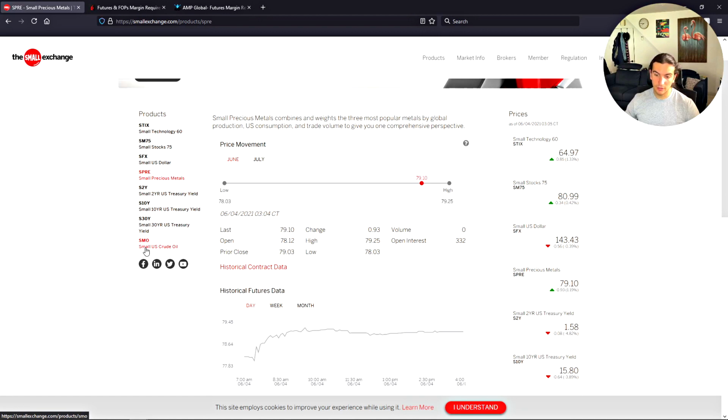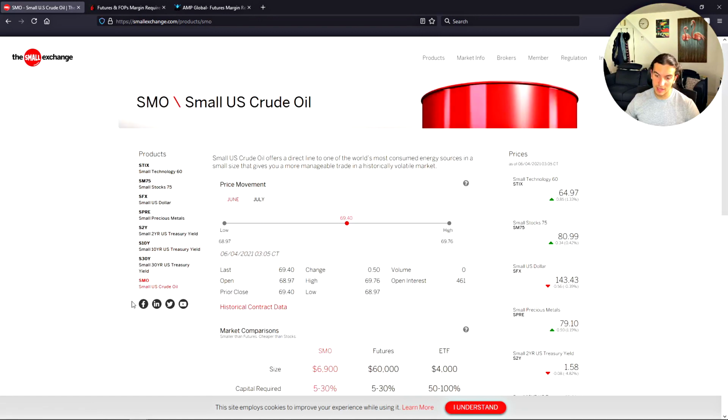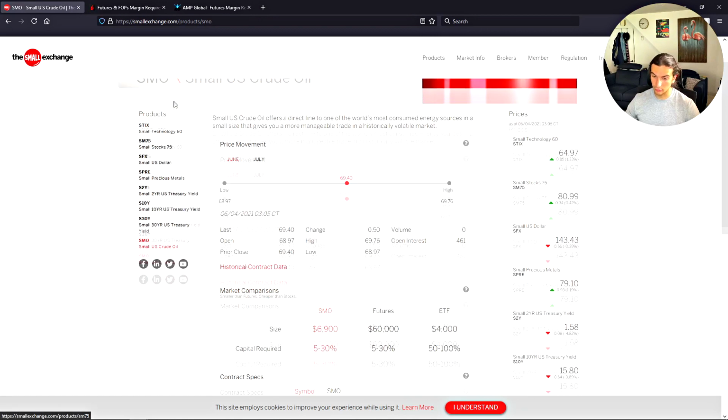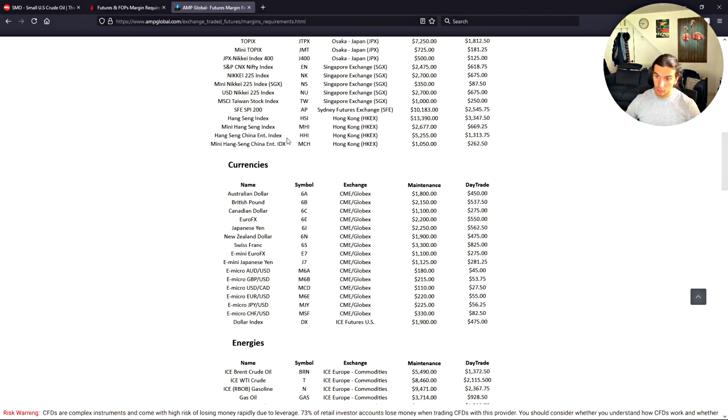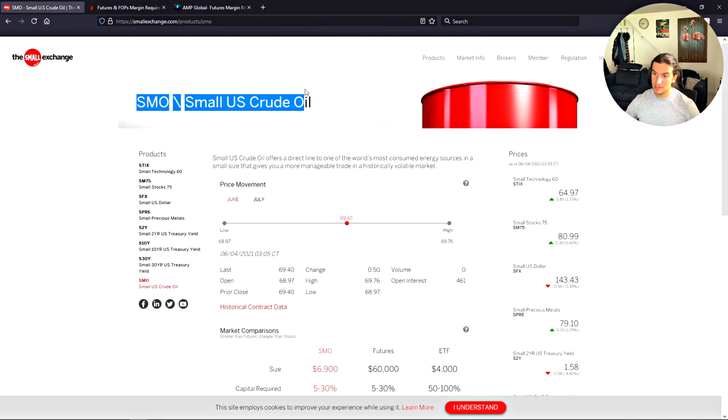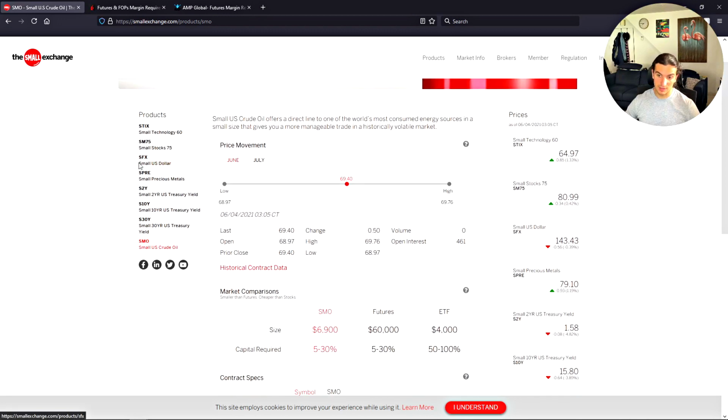Let's keep going here. In talking about commodities, they just released a small US crude oil contract. Prior to this, you can trade CL, which is $10 a tick. So if I was to say to you, which products do I think you should check out from the Small Exchange? The first one is the small US dollar. The second one would be small precious metals. The third one would be small US crude oil. And the last one would be the small 10-year US Treasury yield.